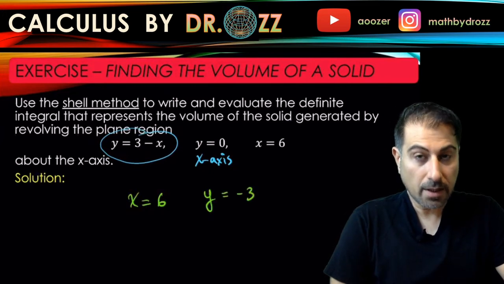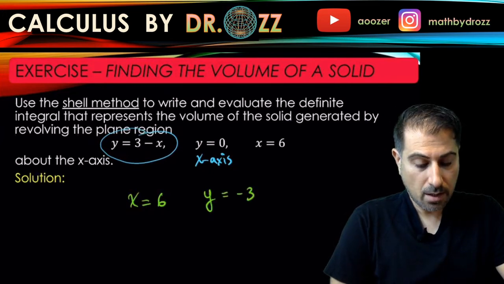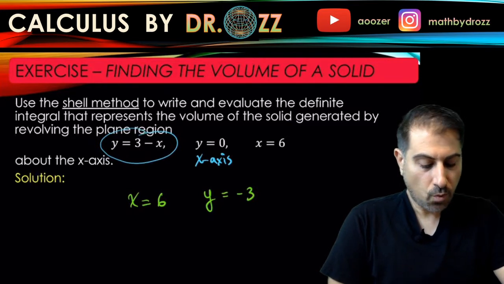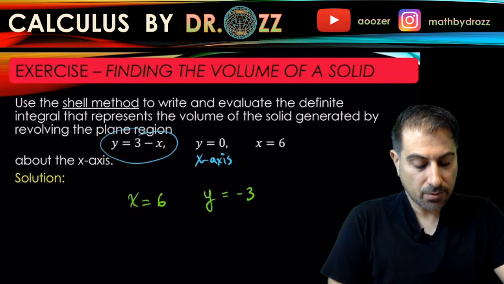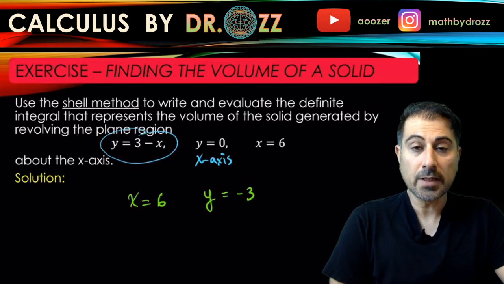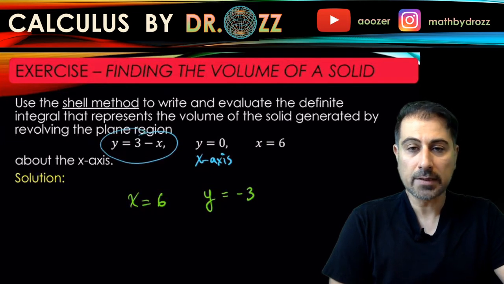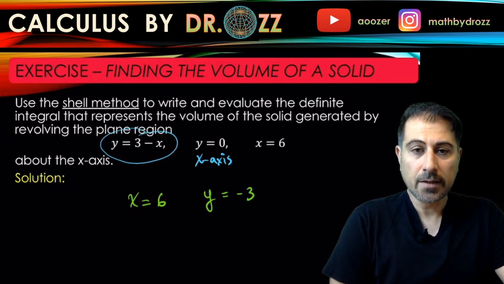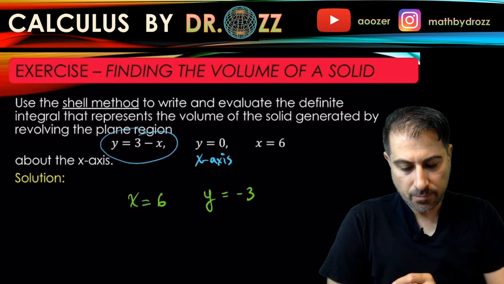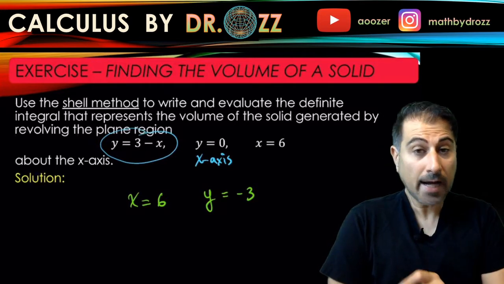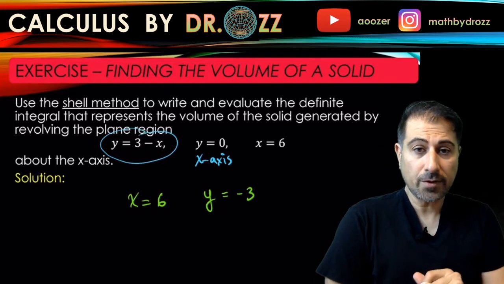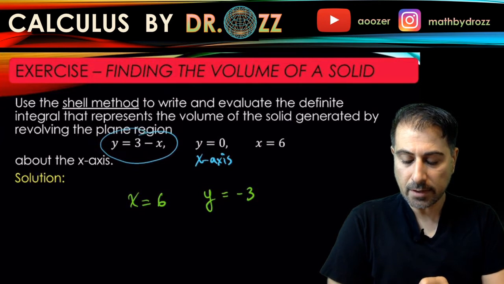There we go. So please also see that y equals x equals 6 and y equals -3 is where the vertical line and the line 3 minus x intersect. Okay, so let me just show you what I got here. You can pause the video anytime and you can use your graphing calculator to find the region.